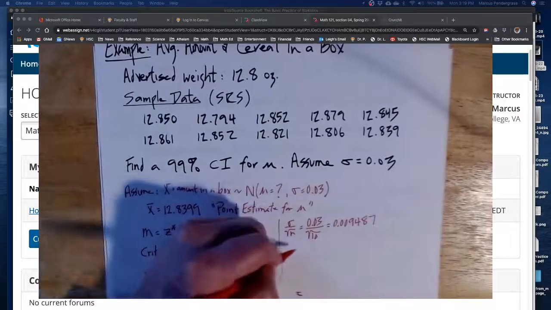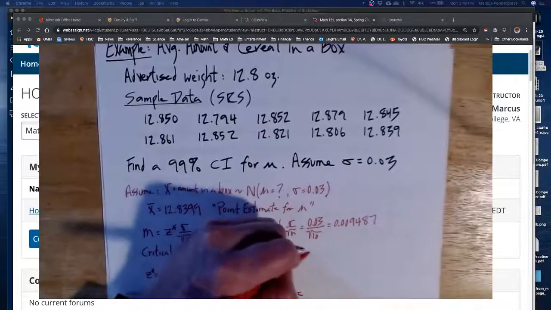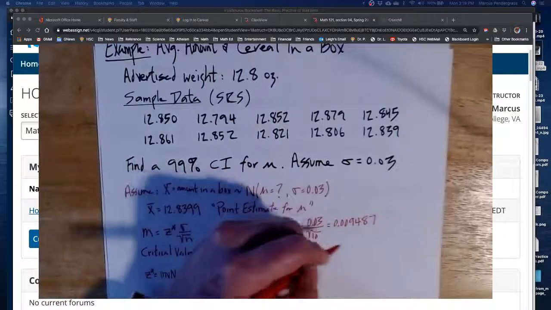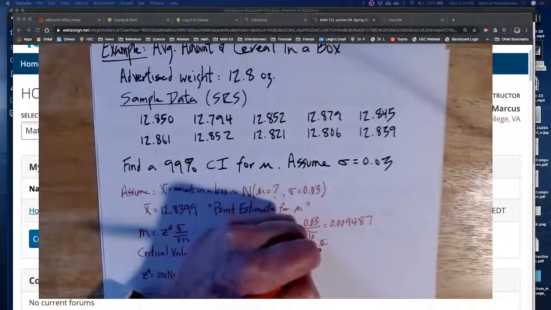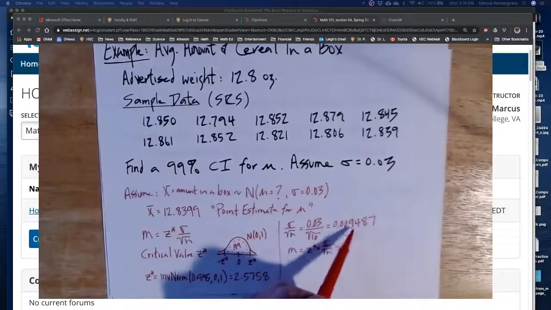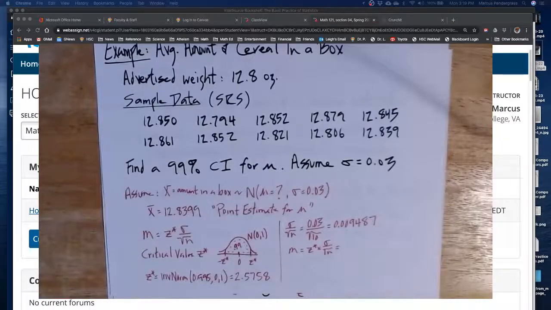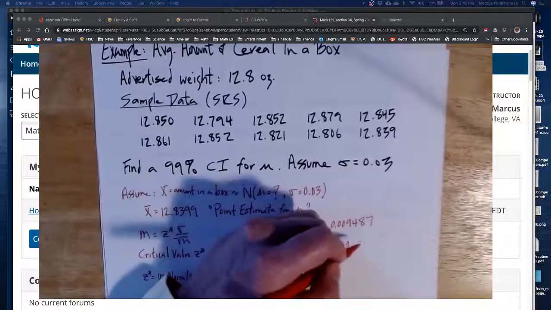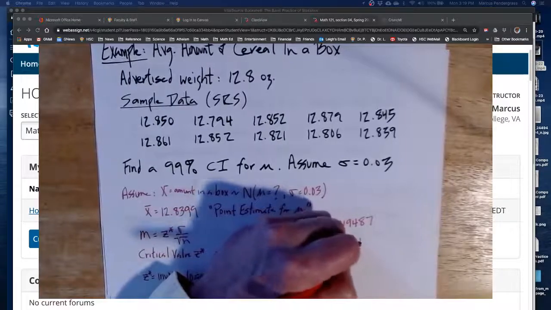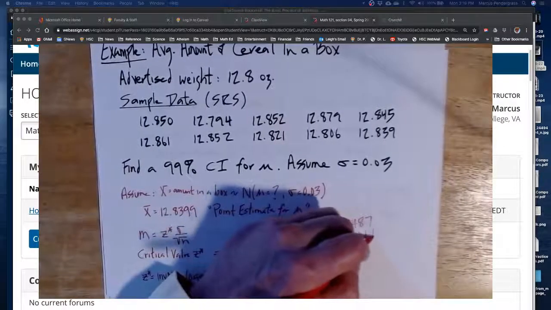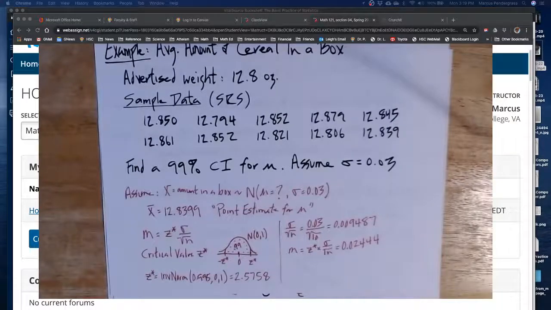So our margin of error then is going to be Z star times standard deviation of X bar. So that's just this number times our Z star value. So I'm just going to do that real quick, times 2.5758, and that gives me 0.02444. Again, I've kept 4 significant places there. So that's my margin of error, about 0.024 ounces.